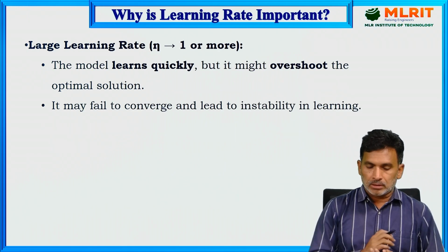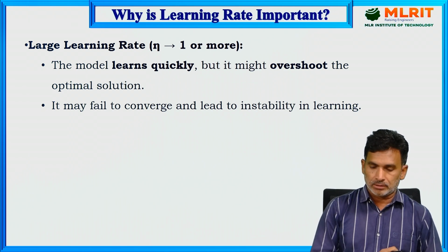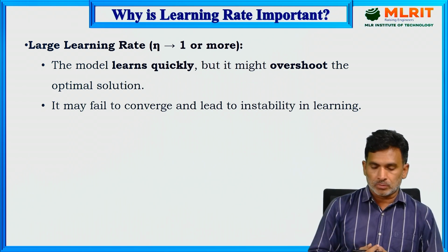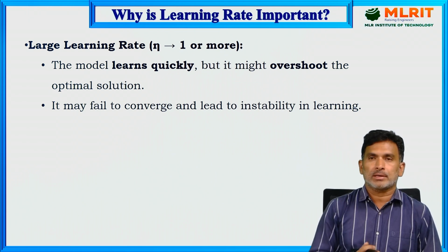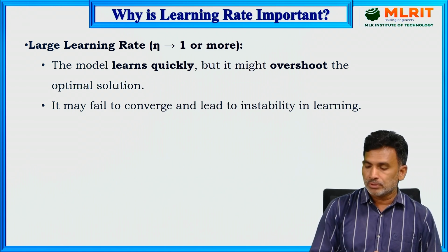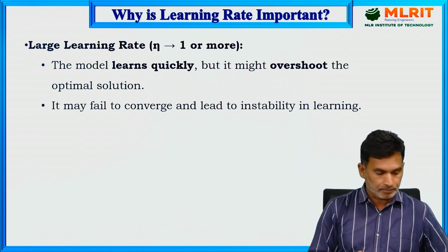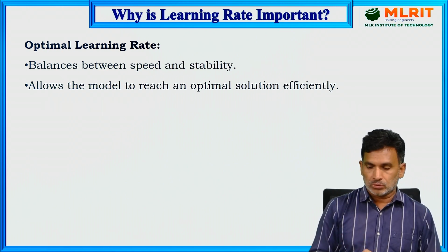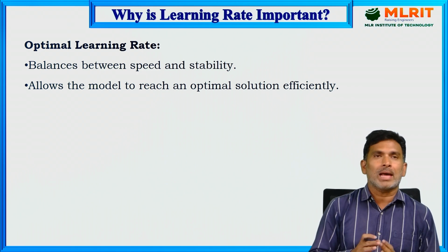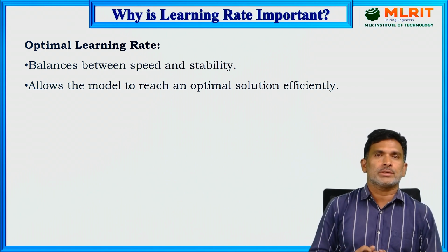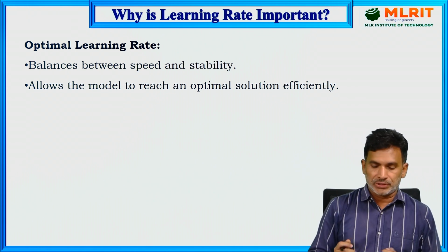But if the learning rate is large, so that means eta tends to 1 or more, then the model learns very quickly, but it might overshoot the optimal solution. So it may fail to converge and lead to instability in learning. So how do we select the optimal learning rate? The optimal learning rate is one that balances speed and stability. It allows the model to reach an optimal solution efficiently.